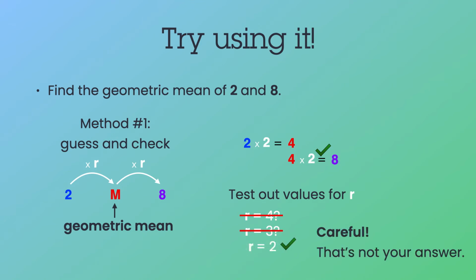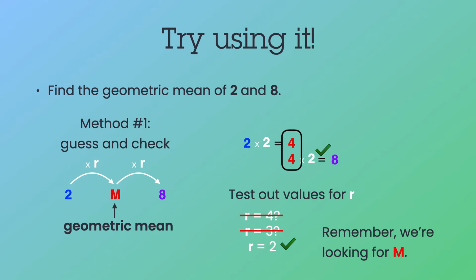But be careful, that is not your answer. Remember, we are looking for M, the geometric mean. We're not looking for the scale factor. The geometric mean was that stepping stone number in the middle. So the answer we're looking for is 4.